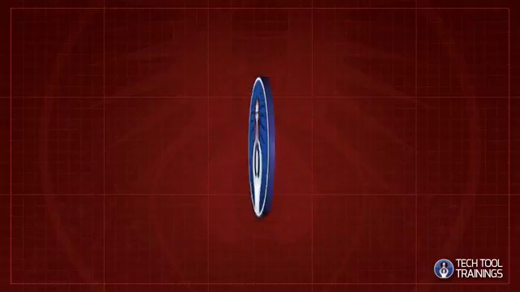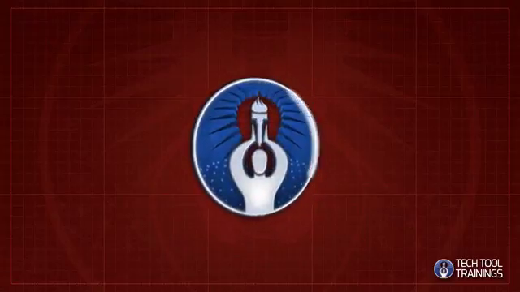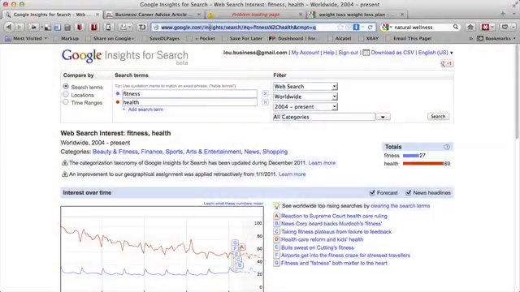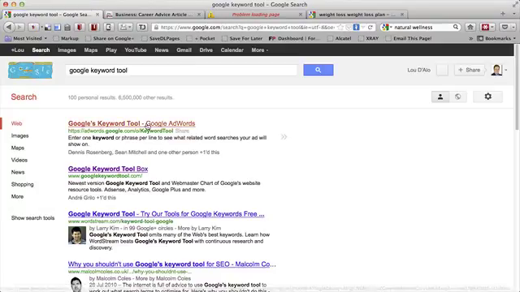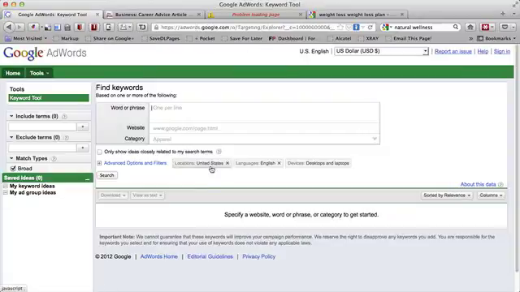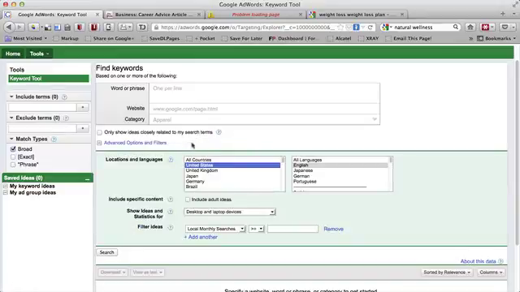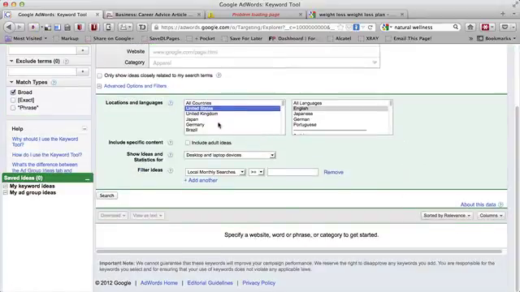Is there a way to see what the most interesting keywords are per country? Yeah, there is a way in the Google Keyword Tool that you can do local searches. So you can specify locations and just do it per country, and then you could get the search results based on those countries.